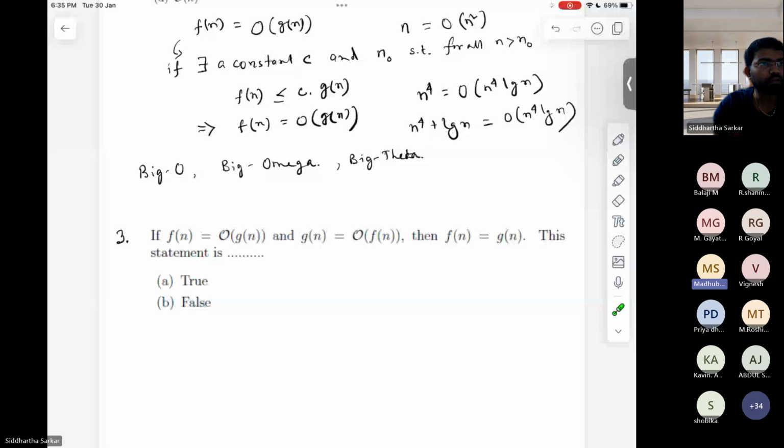No, I think it's wrong. Why is that? Because if the order is the same, it does not imply that the expression is the same. Okay, so maybe it's n squared, it may be 2n squared or something. Makes sense.